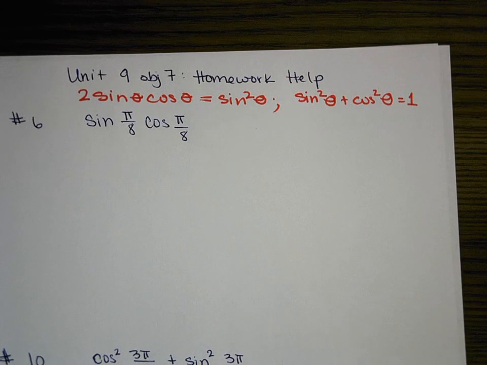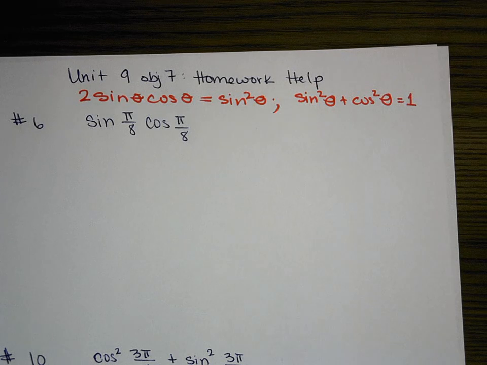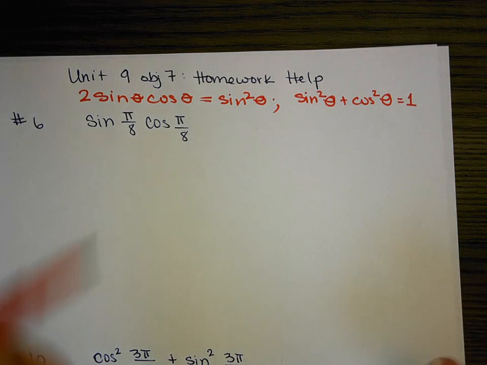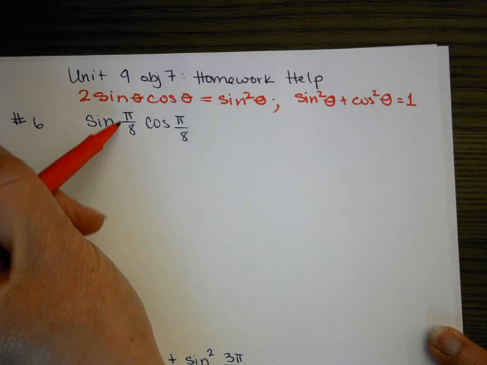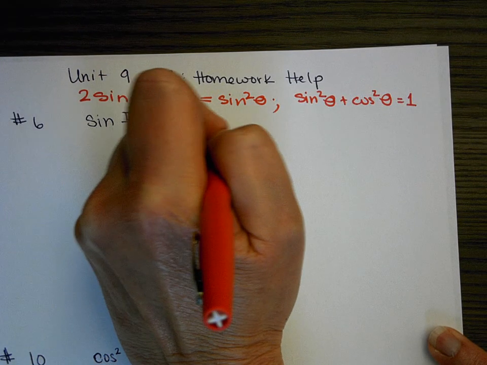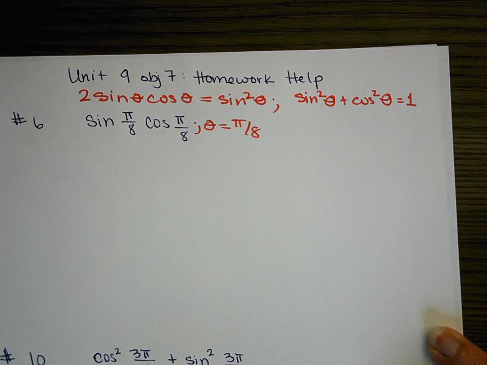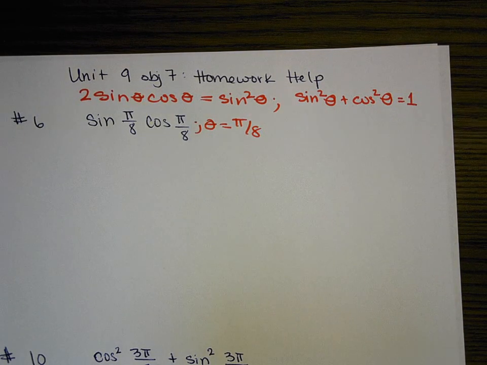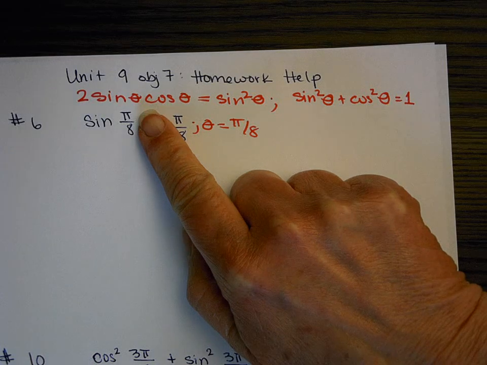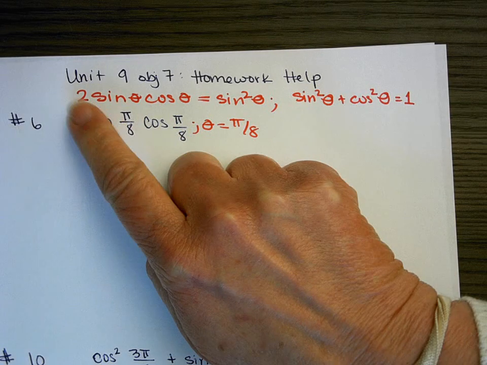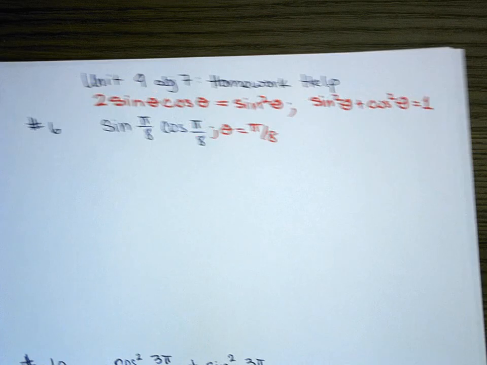So I have to figure out, okay, well, what identity does that look like? So I have a product of sine and cosine with the same angle, and that angle being pi over 8. So that means I'm going to be using this identity right here, but in order to do that I have to have a 2 in front, right?